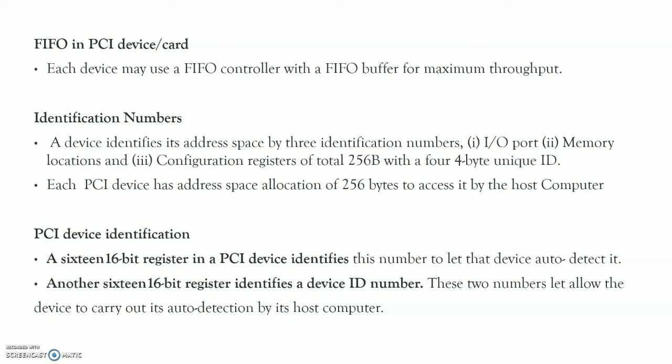Another thing is that there is another 16-bit register which identifies the device ID number. That is, whichever device is getting connected to the bus, for example, the LAN. In order to identify the device's ID number, there is another 16-bit register. So these two numbers allow the device to carry out auto detection by the host computer. Okay, I hope this much is clear. So there are two registers, both are 16-bit registers. So these 16-bit registers will help in the identification. Two-way identification is possible with the help of these 16-bit registers.